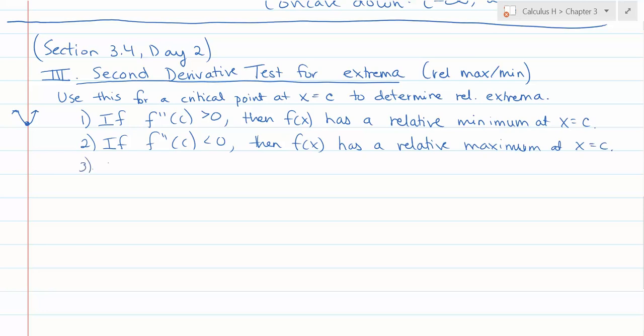The third statement is if f double prime of c equals 0 or undefined, okay, then you must go back to use the first derivative test.